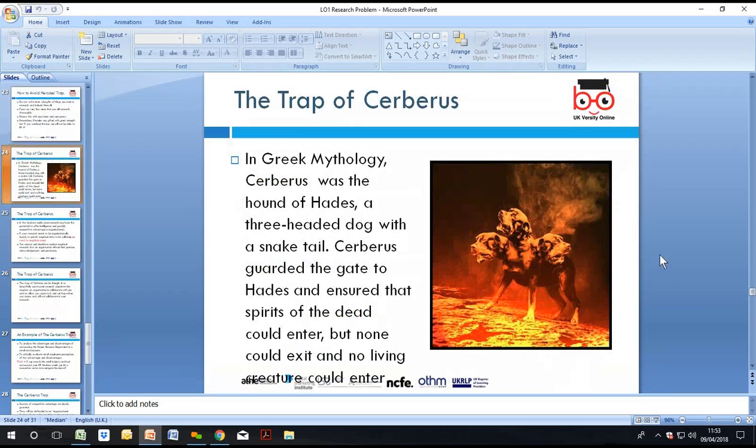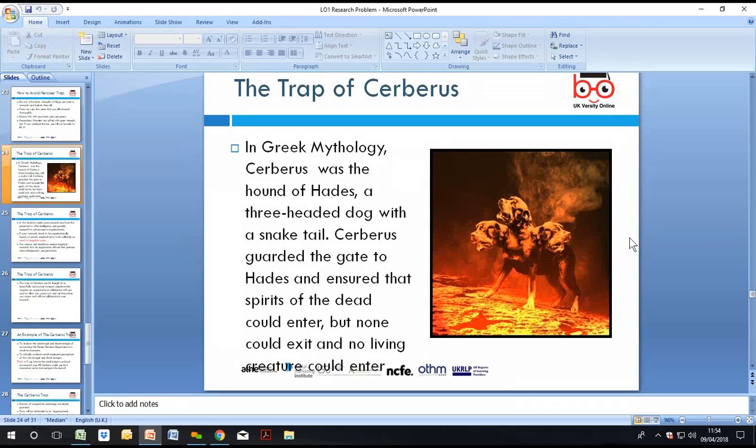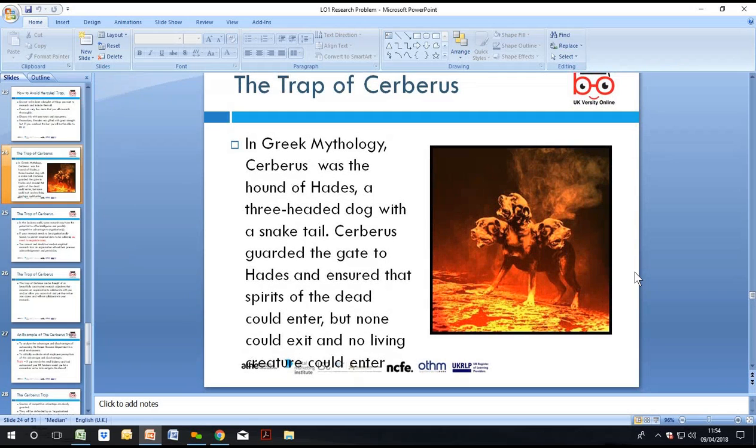The last one is the Trap of Cerberus. Now, in Greek mythology, Cerberus was the hound of hell, a 3-headed dog with a snake tail. Cerberus guarded the gate of Hades and ensured that the spirits of the dead could enter, but none could exit and no living creature could enter.